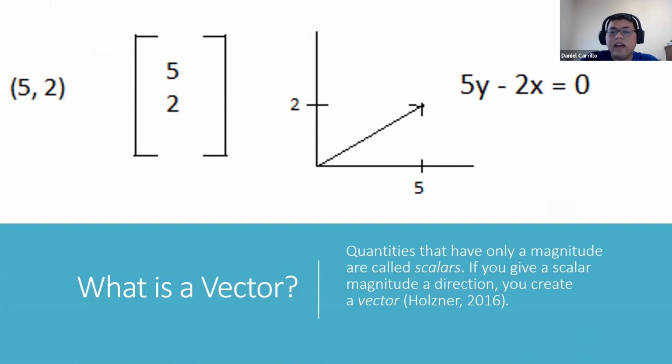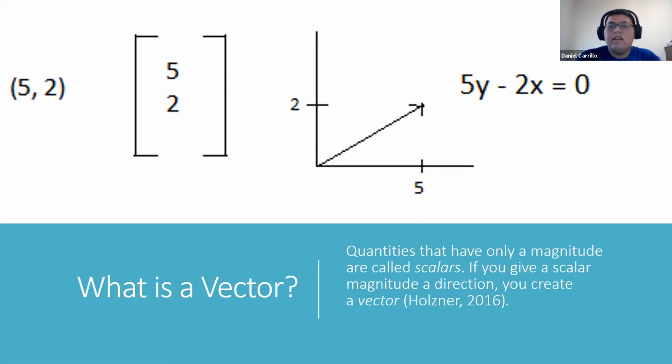Quantities that have only a magnitude are called scalars. A scalar is basically a quantity represented by a number to represent a type of measurement. For example, a scalar can be represented as a unit of length, or a unit of mass, and so on. If you give a scalar a magnitude and direction, you create a vector. Vectors can be plotted at any point in space as long as they maintain their original magnitude and direction. In case you don't know, magnitude is a fancy word for size or length.